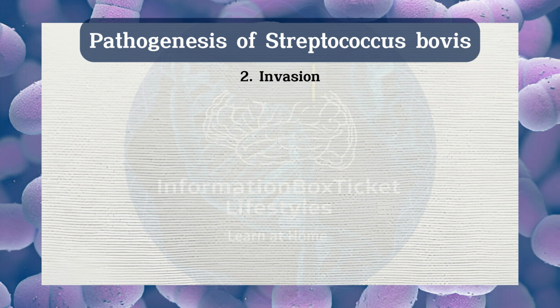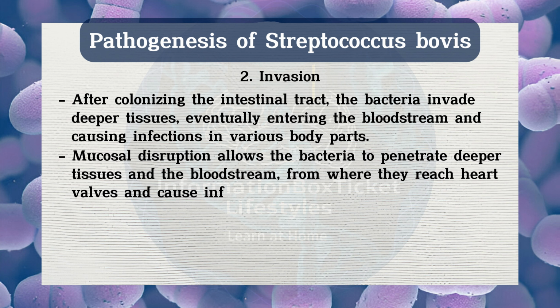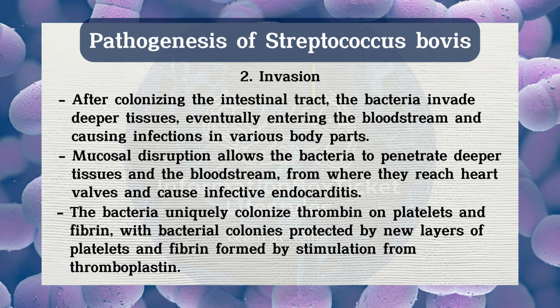2. Invasion. After colonizing the intestinal tract, the bacteria invade deeper tissues, eventually entering the bloodstream and causing infections in various body parts. Mucosal disruption allows the bacteria to penetrate deeper tissues and the bloodstream, from where they reach heart valves and cause infective endocarditis. The bacteria uniquely colonize thrombin on platelets and fibrin, with bacterial colonies protected by new layers of platelets and fibrin formed by stimulation from thromboplastin.